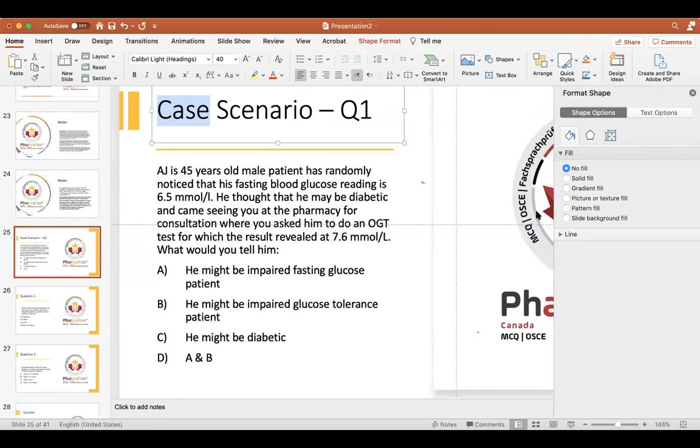Yes, you got the point. You have a patient whose fasting blood glucose is 6.5, and his OGTT was 7.6. So is this patient diabetic? Is this patient impaired glucose tolerant? Is this patient impaired fasting glucose? By the way, you have the definition in the CTC and you have everything in the CTC as well. And these are the tricks that you are not noticing in the CTC.